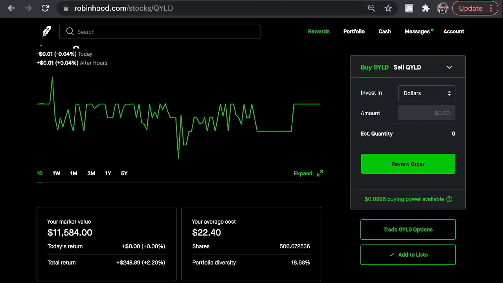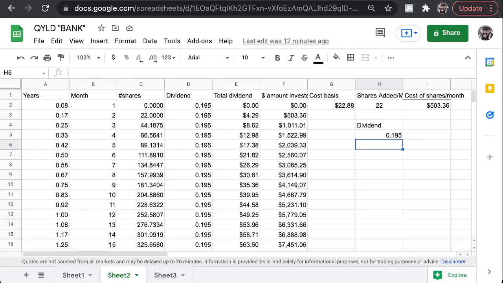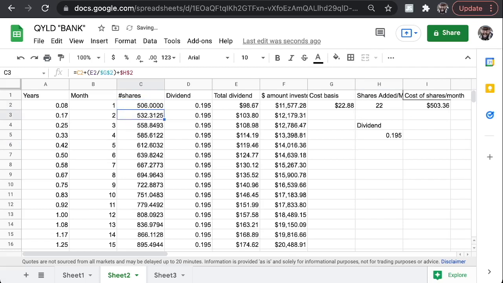So 506 shares, we're going to plug in right here. Right now I have 506 shares and some change. I'm going to look at this as though I'm using it in my Roth IRA. I can contribute up to $6,000 a year, which is about $500 a month. So that's what we're going to be looking at here. I can buy about 22 shares a month for the next 12 months.